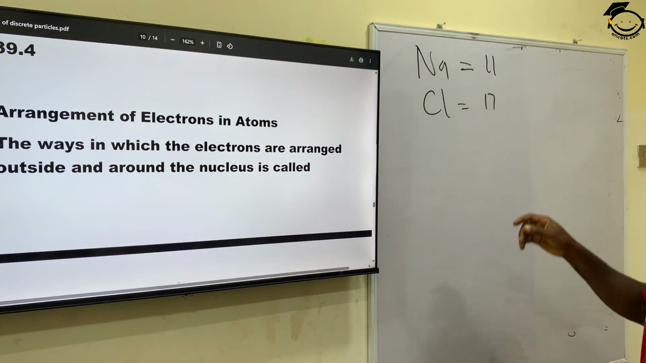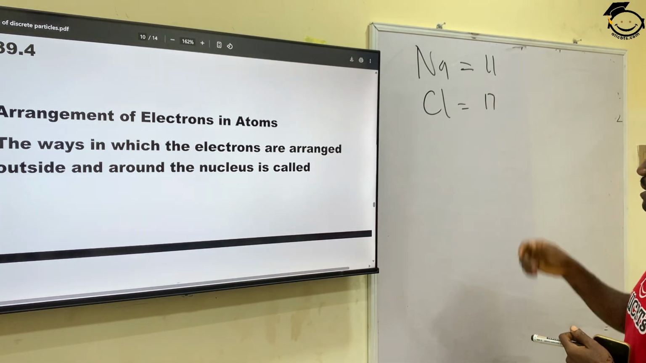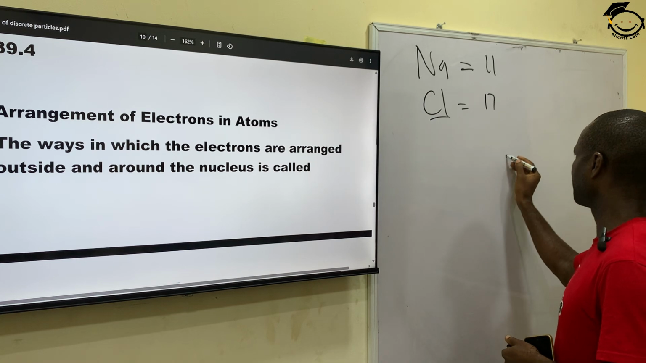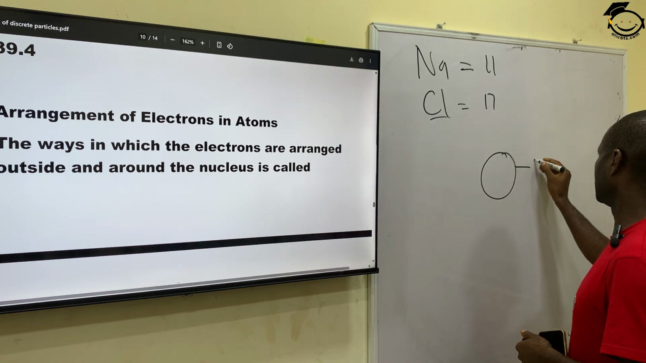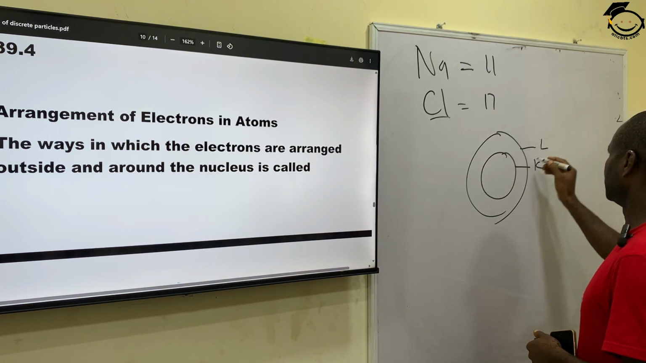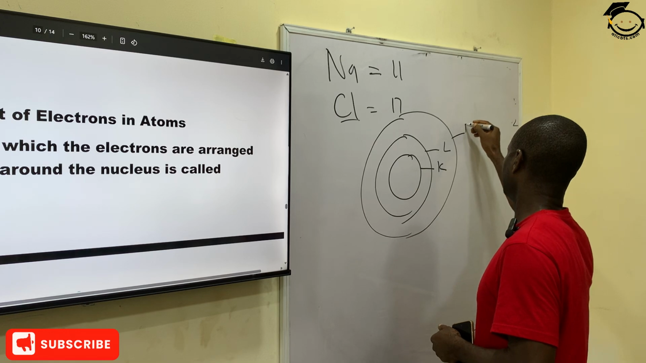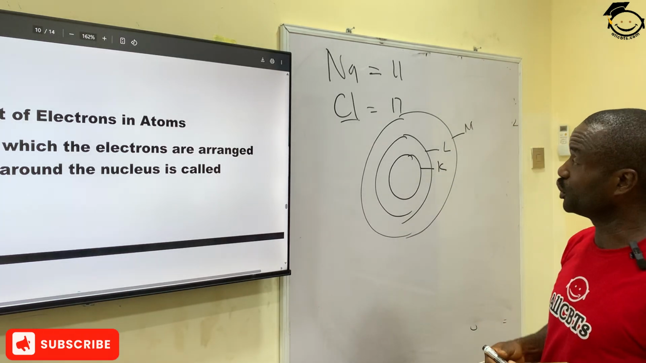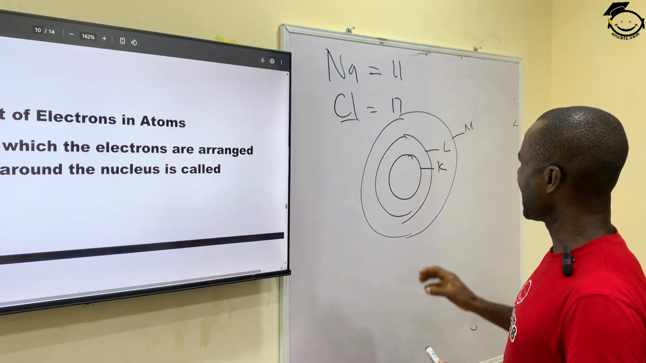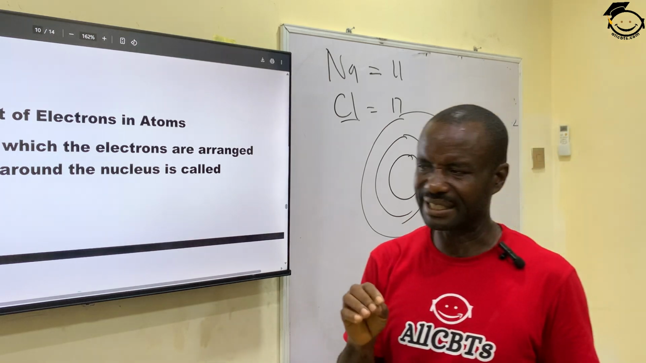Mind you, we said the number of protons is usually equal to the number of electrons. So you can arrange these in shells. Take for instance chlorine. Chlorine can be arranged in shells. For instance, we have the first shell called the K shell. We have the second shell called the L shell. Then we have the third shell. After K, L, then we have M, then N, like that, depending on the number of electrons. But mind you, there is a capacity for each shell.